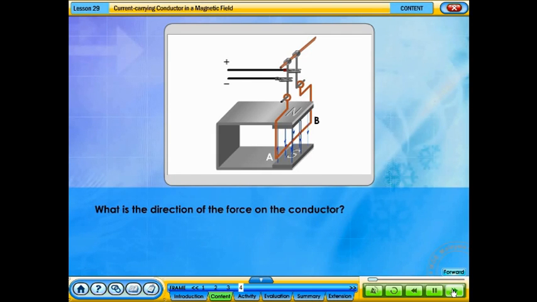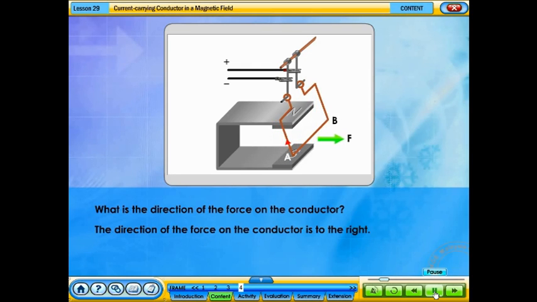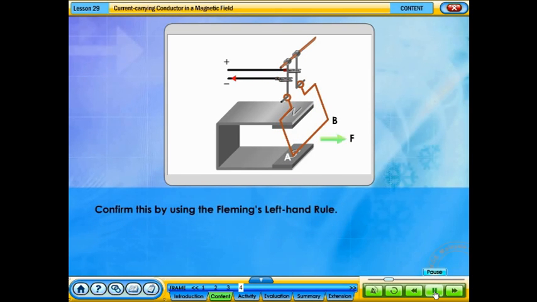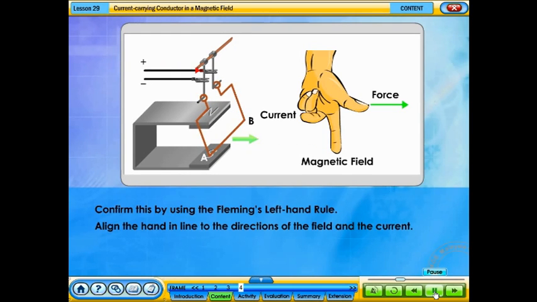What is the direction of the force on the conductor? The direction of the force on the conductor is to the right. Confirm this by using Fleming's left-hand rule. Align the hand in line with the directions of the field and the current.